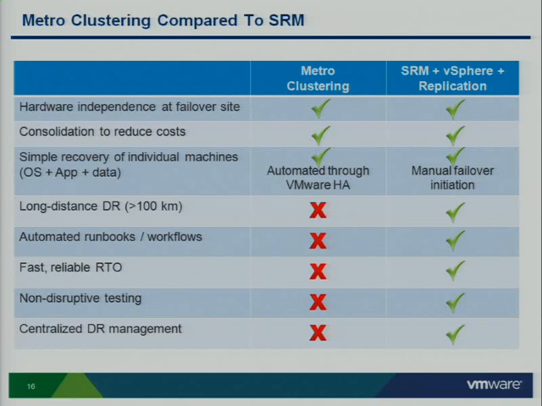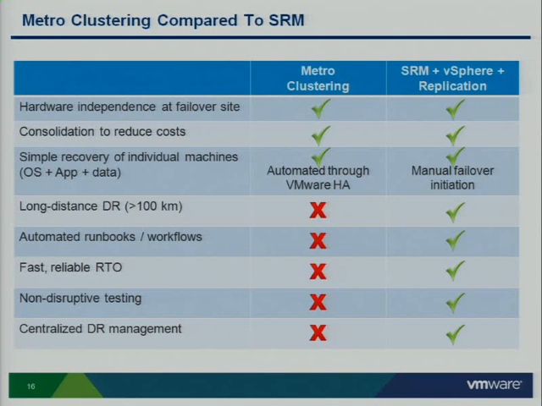Consolidation to reduce cost. The nice part about being able to create a stretch cluster in a lot of ways is that it allows you to use resources more seamlessly across 2 sites. Long distance DR, anything greater than 100 kilometers, today that technology is not there. A lot of people are talking about potential technologies. There are still a lot of areas with regards to, can I provide data consistency across that? Automated runbooks and workflows are not available today. If I stretch a cluster, that's an area that we need to deal with and provide solutions for.